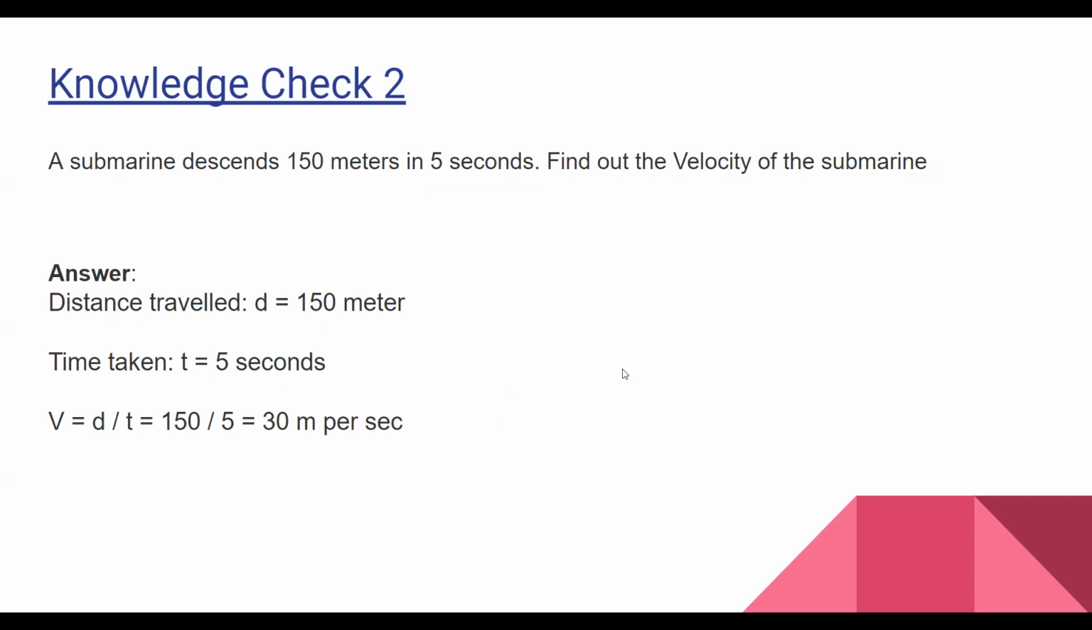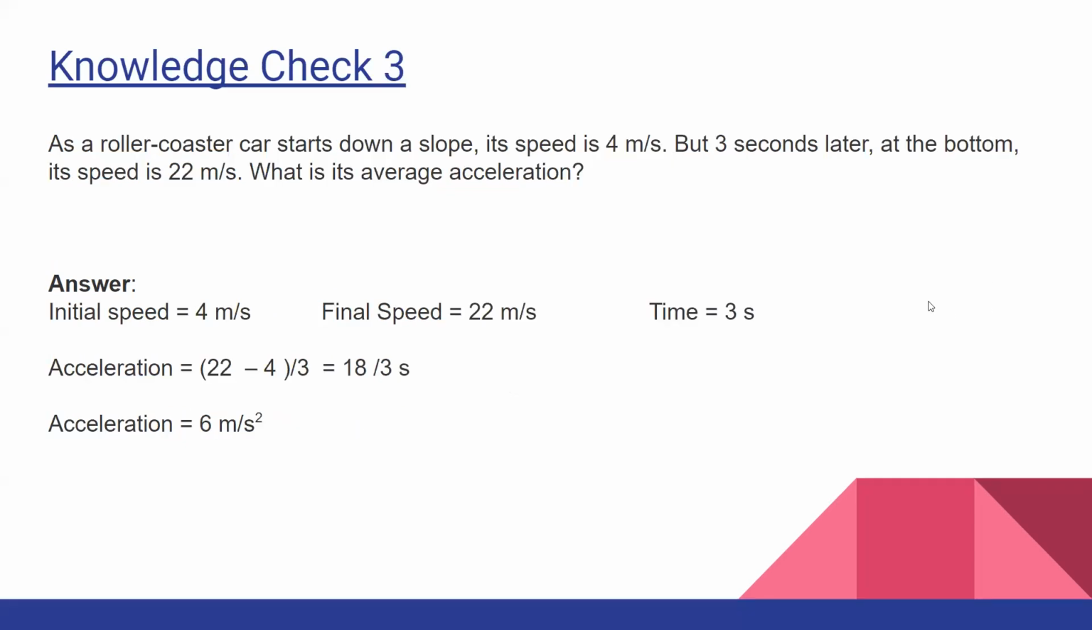Another question that uses something like this is a roller coaster. As a roller coaster car starts down a slope, its speed is 4 meters per second. But 3 seconds later at the bottom, its speed is 22 meters per second. What is the average acceleration? You do basically the same thing as for the average velocity, but instead of taking the difference between positions, you're taking the difference between velocities, because acceleration is change in velocity over time, or the rate of change of the rate of change.